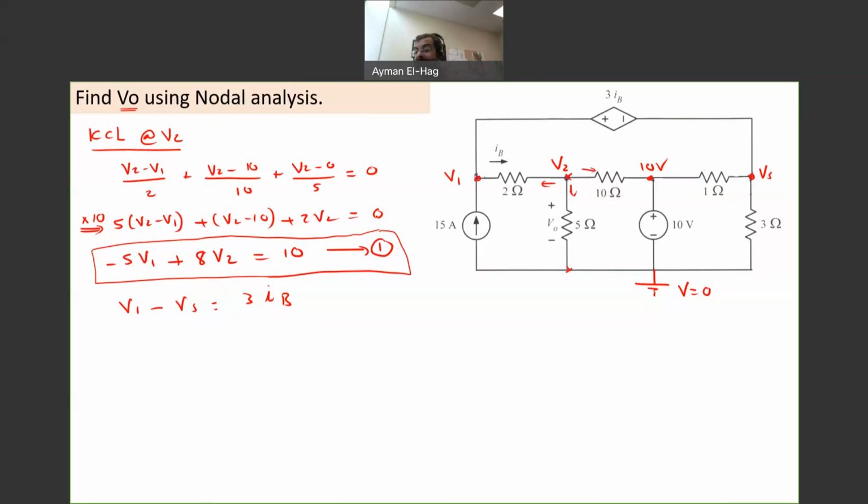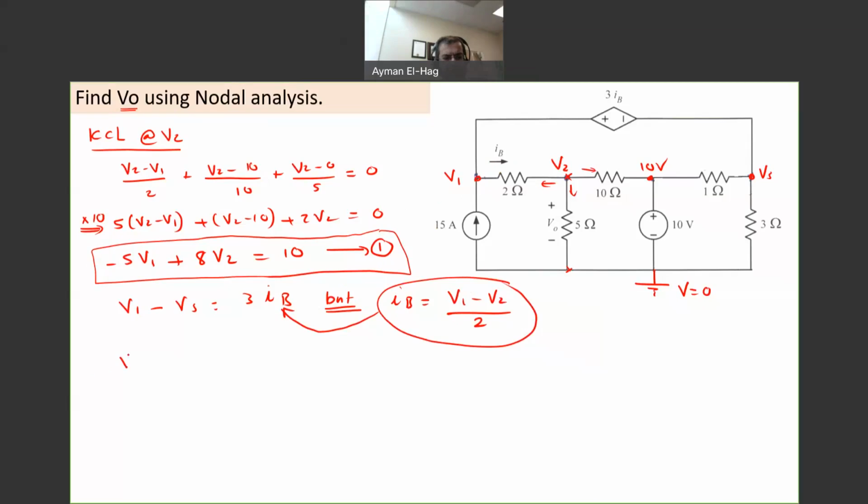But IB is another unknown. I don't like to see IB in the equations. I want to eliminate IB. So what is IB? IB is the current going between V1 and V2. So IB is equal to V1 minus V2 divided by 2. Okay, excellent. So now I will substitute IB in this equation. I will take the value of IB here and substitute it here.